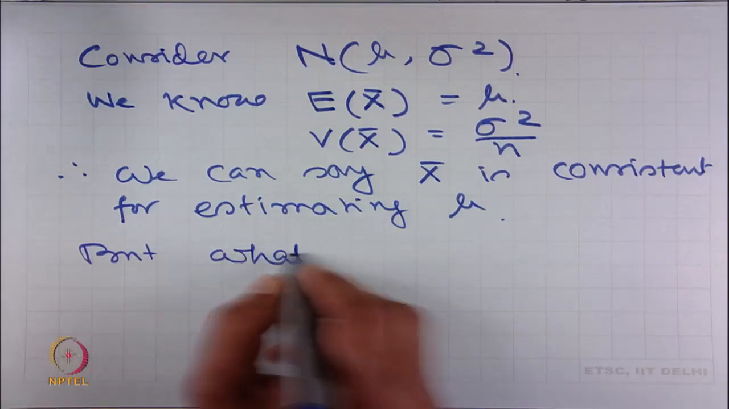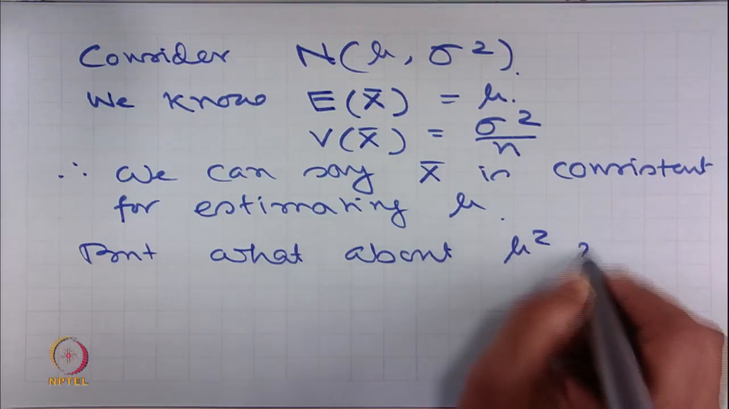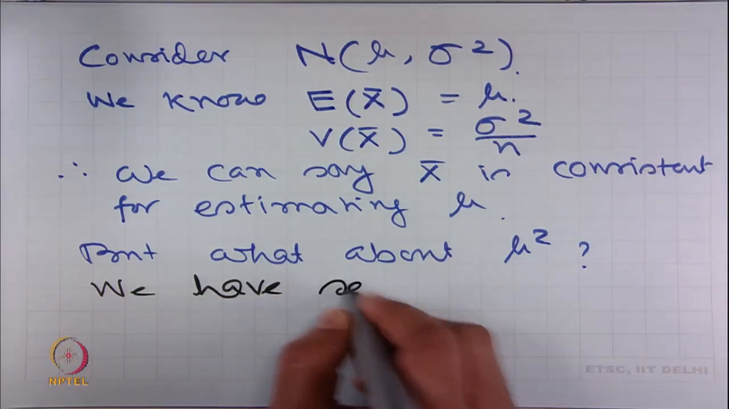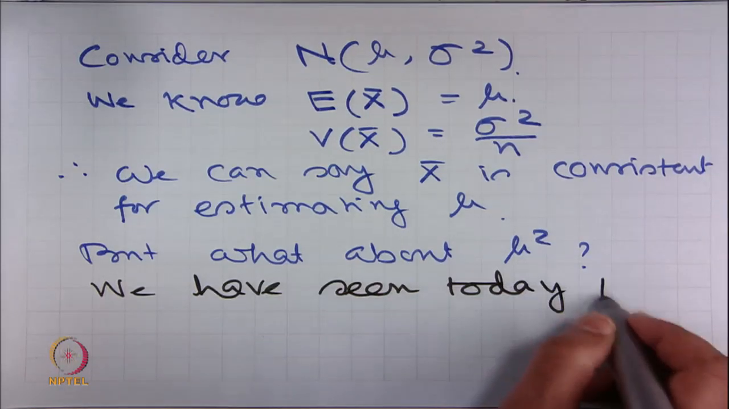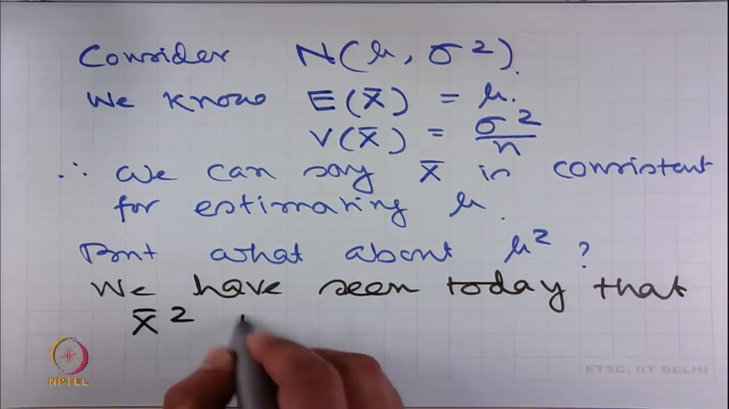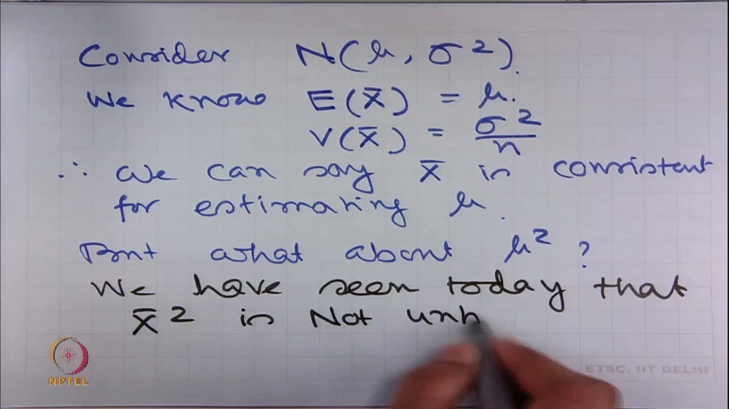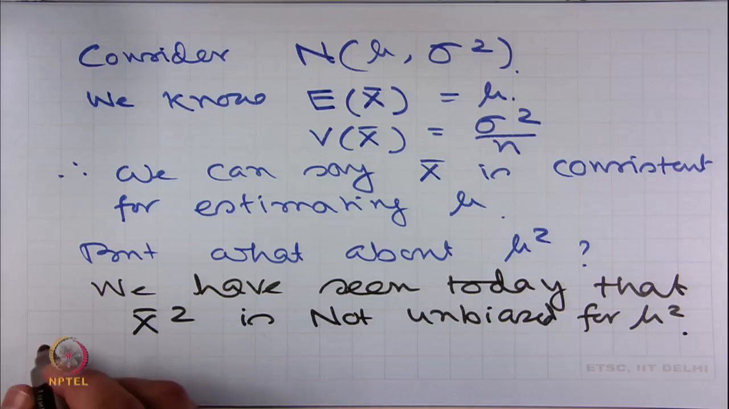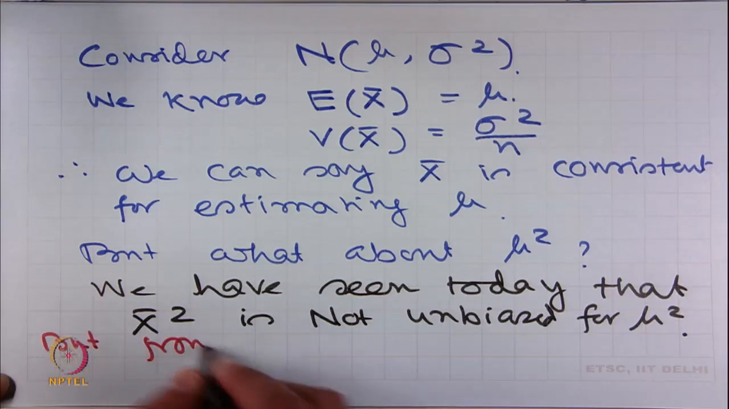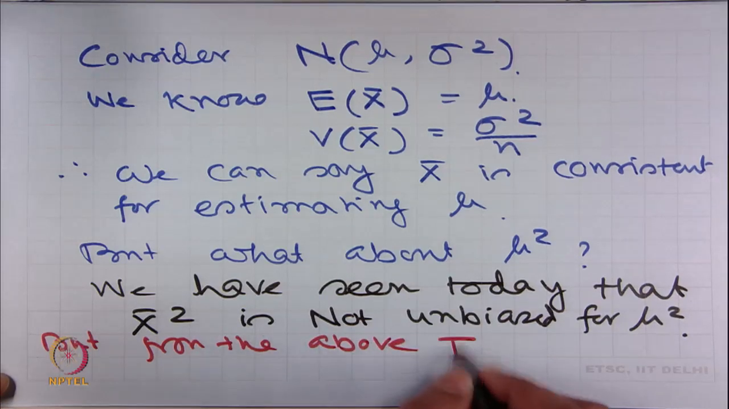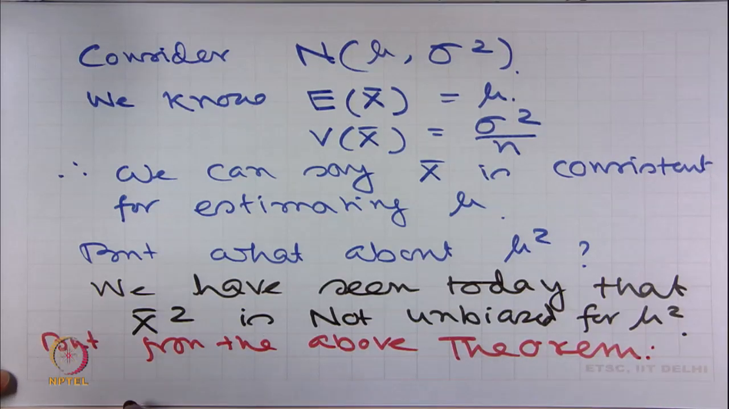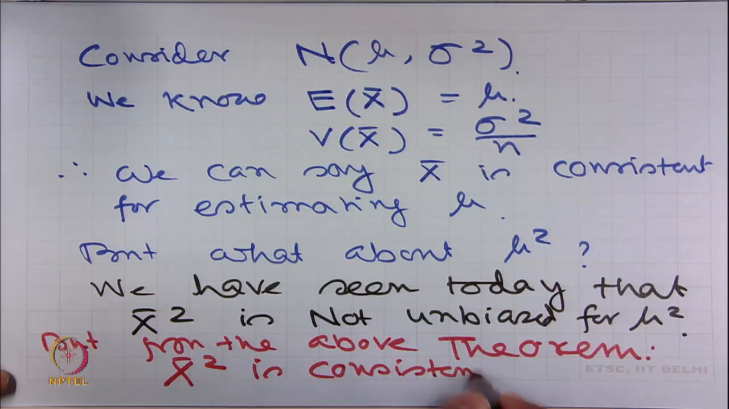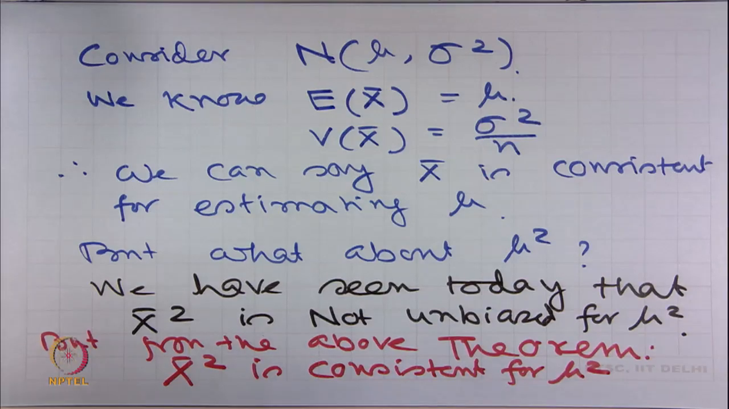But what about mu square? We have seen today that x bar square is not unbiased for mu square, but from the above theorem what we get is that x bar square is consistent for mu square.